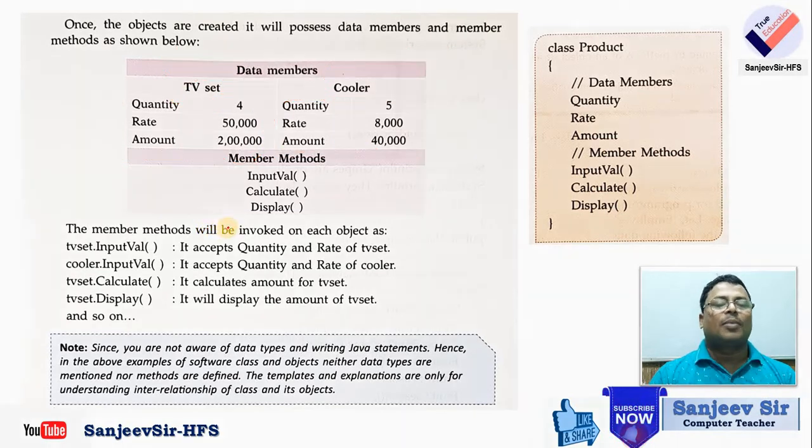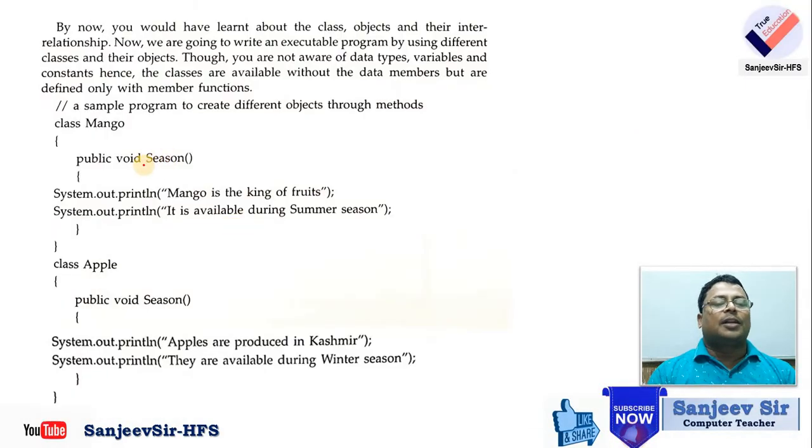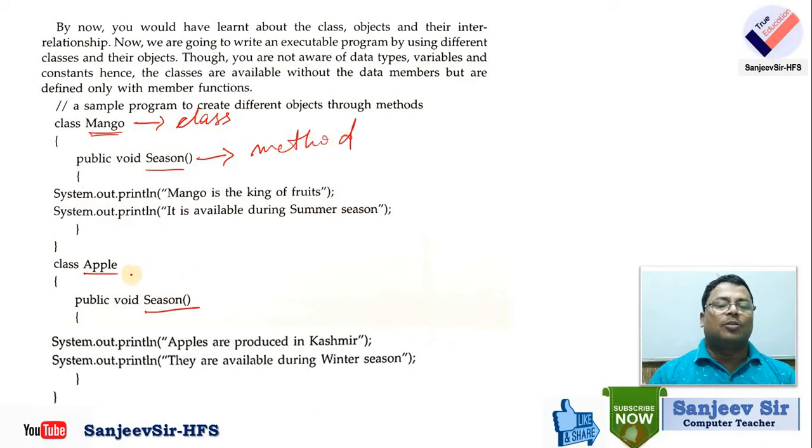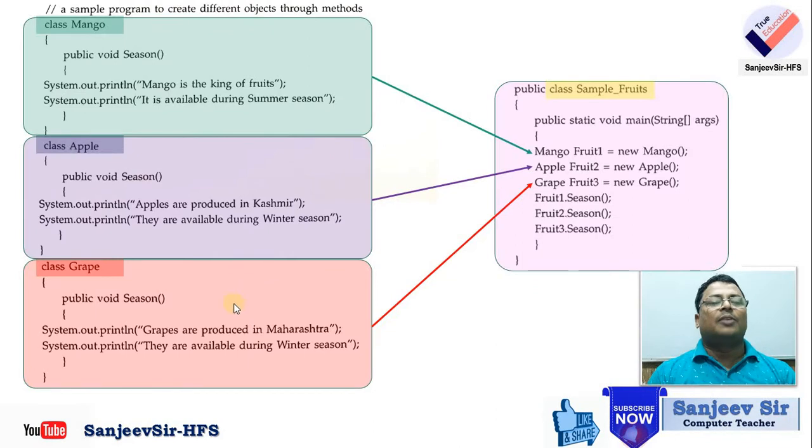Okay. Now you see here that three classes are given with different methods. The mango class is there with the method season. Apple is another class. This is the class, and this is the method. Here also one is given. This is the class, and this is the method. We understand this here with the example and in a pictorial way.